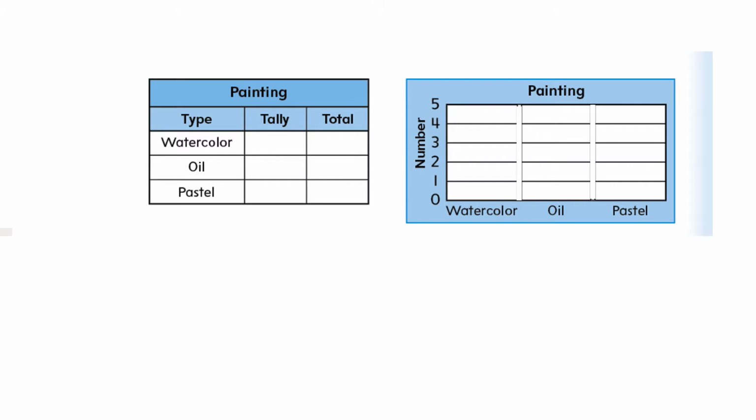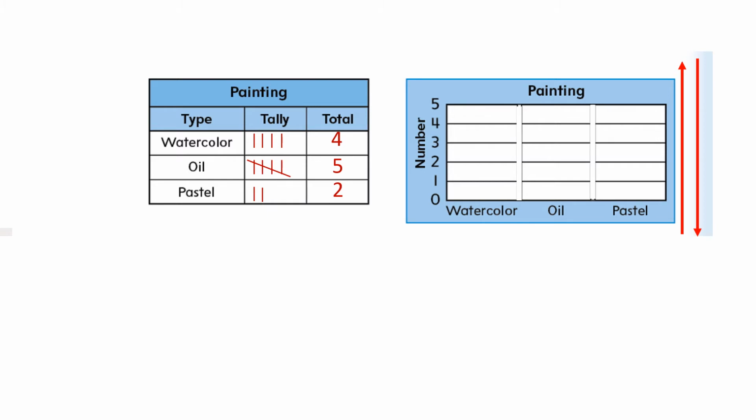Okay, now some people were asked what type of painting they liked. And we're going to show all of that information using this vertical bar graph. So let's see. 4 people said they liked watercolor. So I'll put a number there. 5 people said they liked oil. And 2 people said they liked pastel.